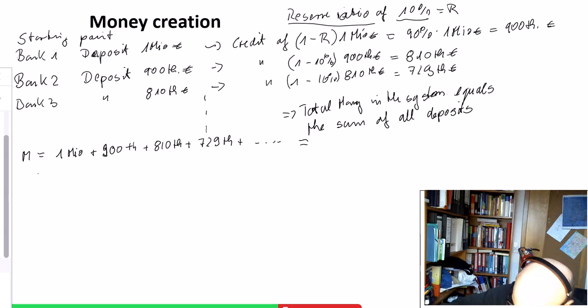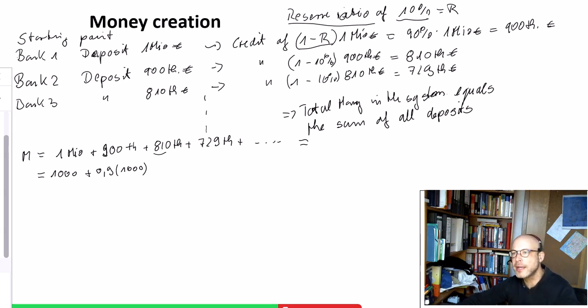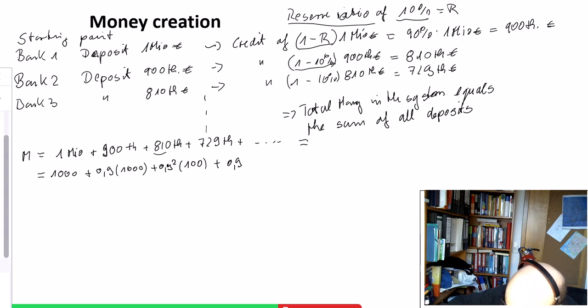So then let me show you how we also can rewrite this sum. And now I just write here 1,000 for 1 million, 1,000 euros, so to speak, plus the 900. Where does it come from? It comes from 1 minus r times 1 million, so 0.9 times 1,000. The 810 came from 0.9 times 900, this one, so 0.9 squared times 1,000. And the next one, 0.9 to the power of 3 times 1,000.